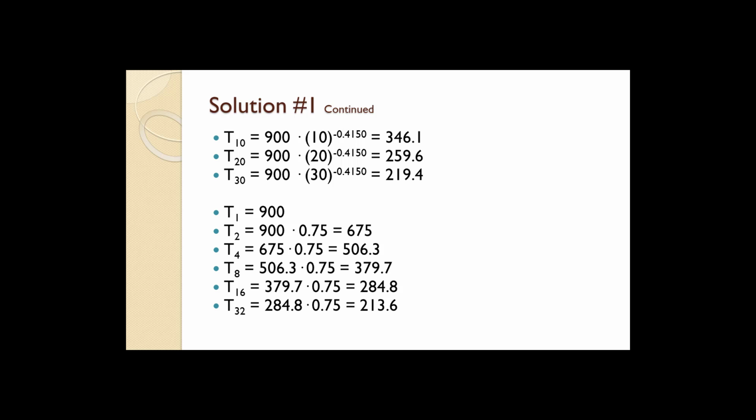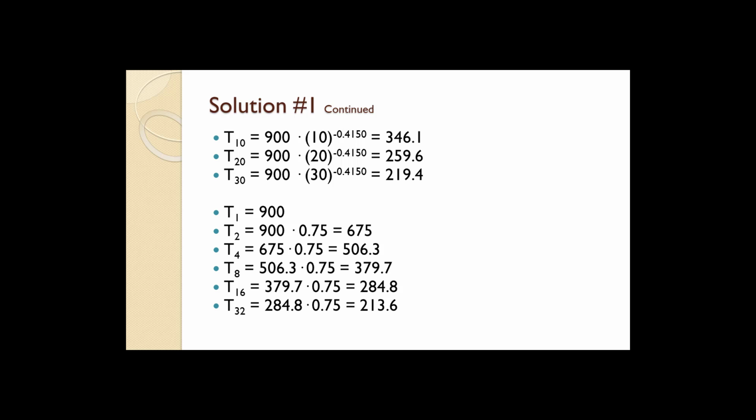The time for the 20th unit is 900 times 20 raised to the negative 0.4150 power. That works out to 259.6. Finally, the time for the 30th unit is 900 times 30 raised to the negative 0.4150 power. That works out to 219.4.